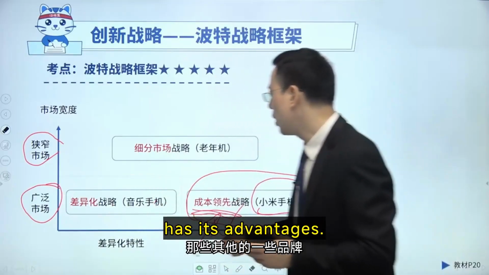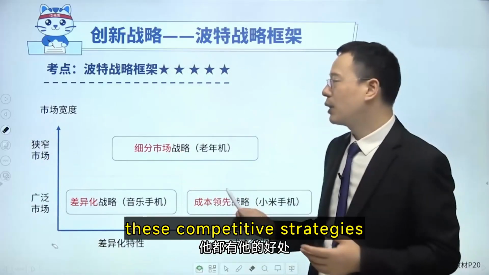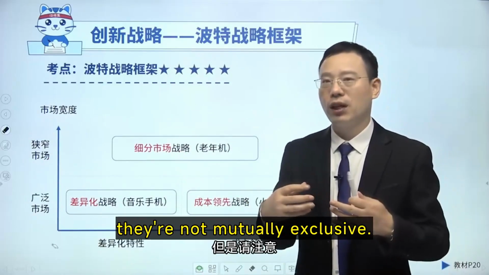Each strategy has its advantages. These are all competitive strategies. But keep in mind, these competitive strategies aren't mutually exclusive.